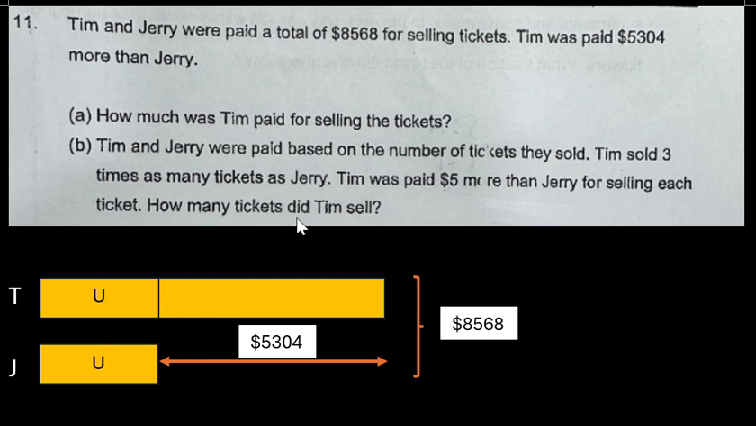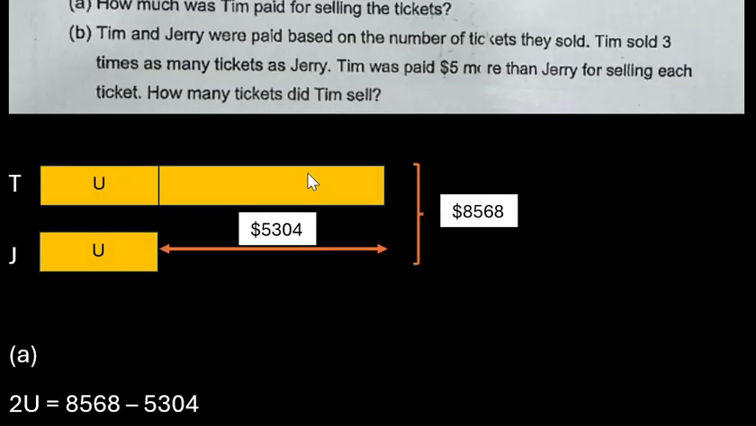How many tickets did Tim sell? Remember, it's 3 times as many tickets as Jerry, not the amount itself. If Jerry sold, let's say, $10, it doesn't mean that Tim is getting $30. It just shows the number of tickets. This is the part that your child should not be confused with. Let me explain with a model.